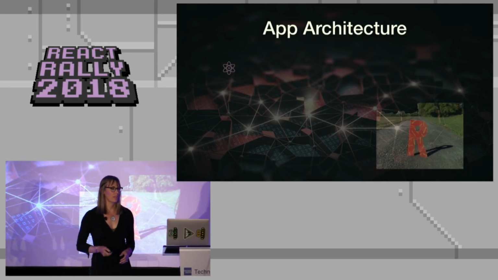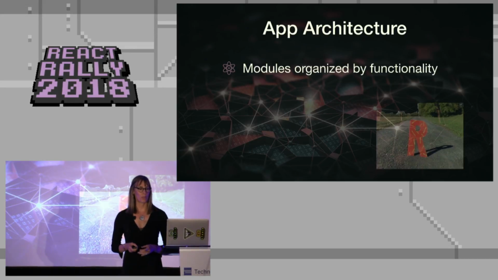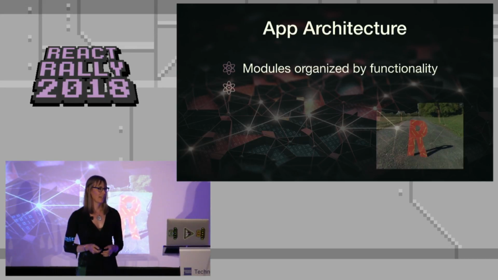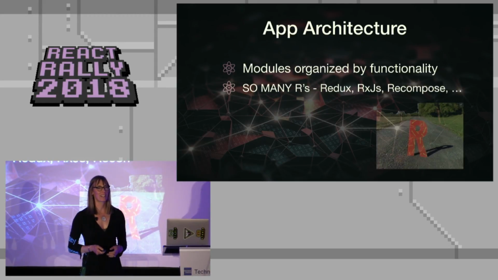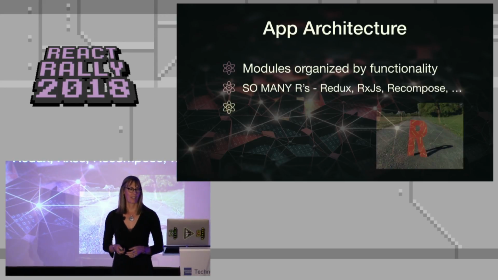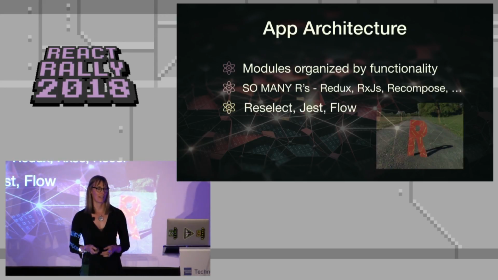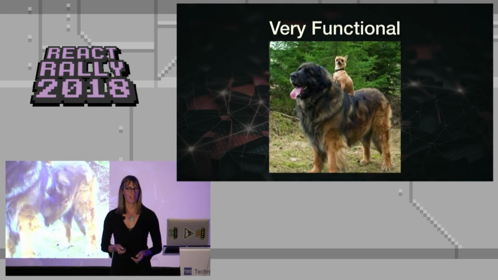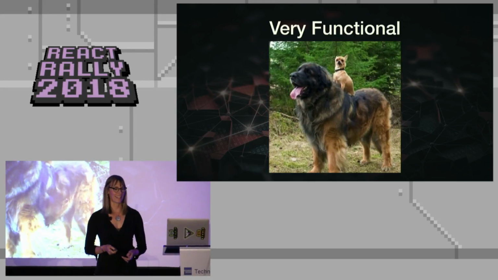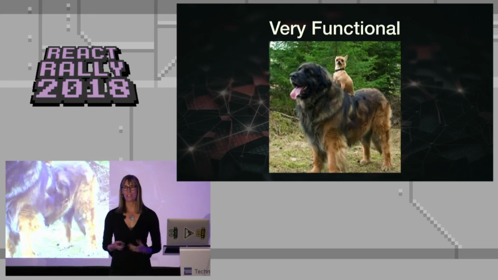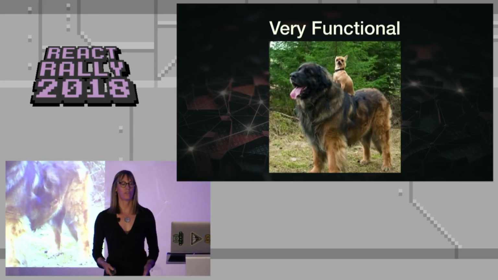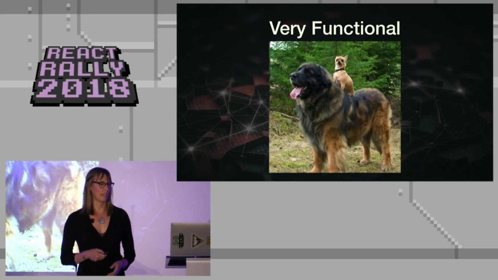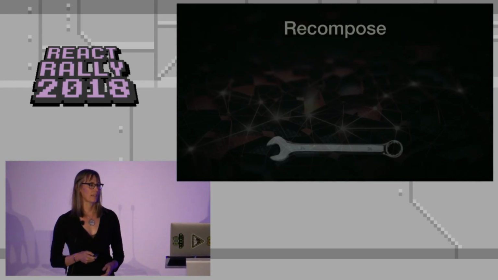So the architecture of our React application is we have modules organized by functionality. And we have so many R's. We've got Redux, RxJS, Recompose, Reselect, Jest, and Flow, because there's other letters in the alphabet. And our code is very functional. It's a very functional code base. And this actually was kind of new for me. I came into this project not having really experienced this level of functional coding. So it's been really exciting to learn these new patterns.